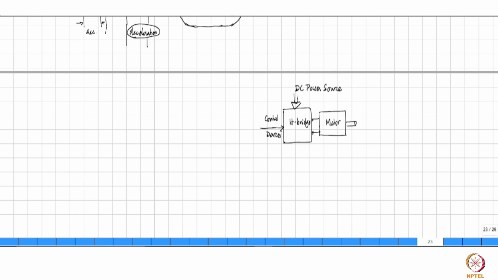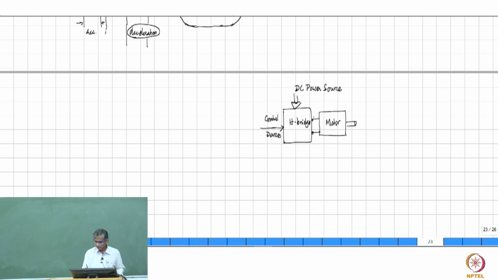That means it needs to be given explicit signal stating when the switches should turn on, when it should turn off. That is what is required. How do you get that? Now, this bridge is going to apply a DC voltage to the motor, and when you apply a DC voltage to the motor, you are applying an electrical input, right?